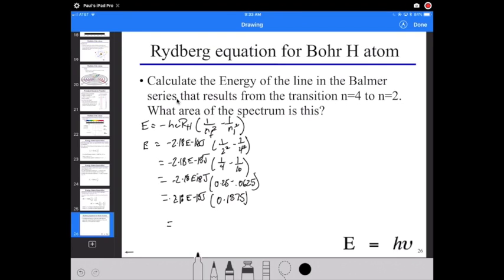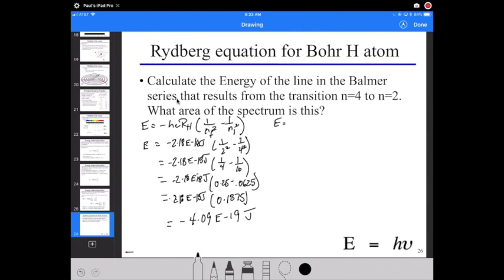The value that we get is minus 4.09-ish e to the minus 19 joules. See that? Okay. All right, that's good. But that's not what the problem asked us. The problem asked us where on the spectrum it is. Okay. Well, I know this.